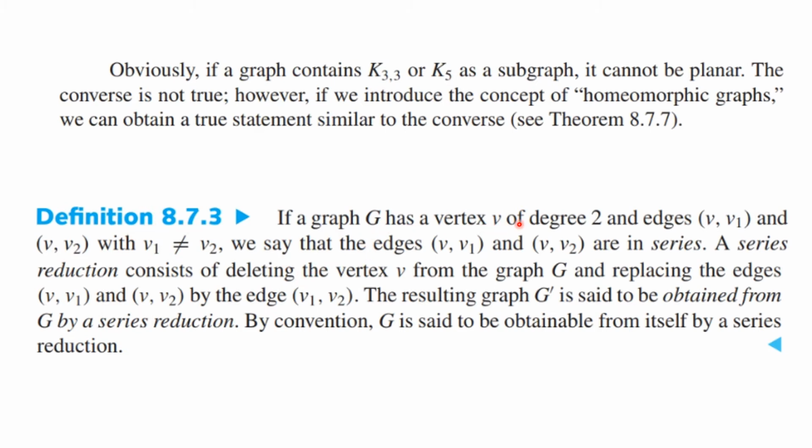So if a graph has a vertex v of degree 2 and edges connecting with that, and it's not a loop, we say that the edges are in series. And then we perform what we call a series reduction. It consists of deleting the vertex that's in series with the other two and replacing it just by a single edge. The resulting graph, G prime, is said to be obtained from G by a series reduction. By convention, G is said to be obtainable from itself by a series reduction. That means we're going to be able to call these homeomorphic graphs. We're going to be able to call those an equivalence relationship in a bit.